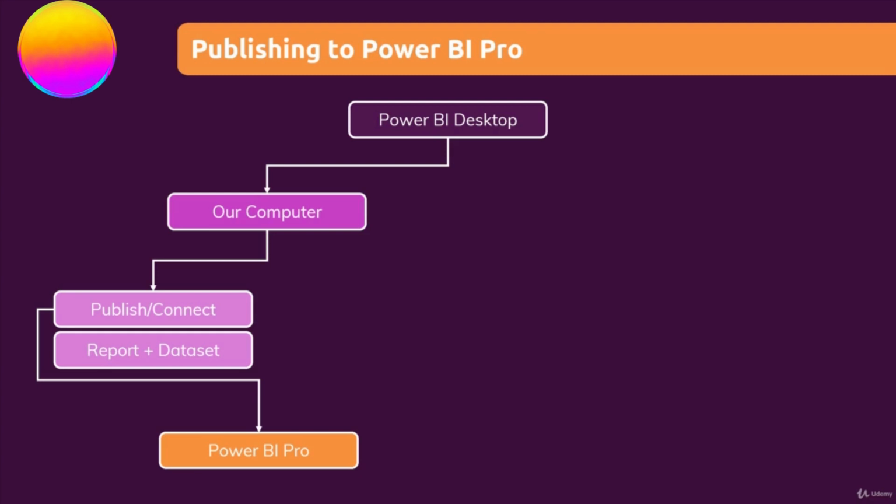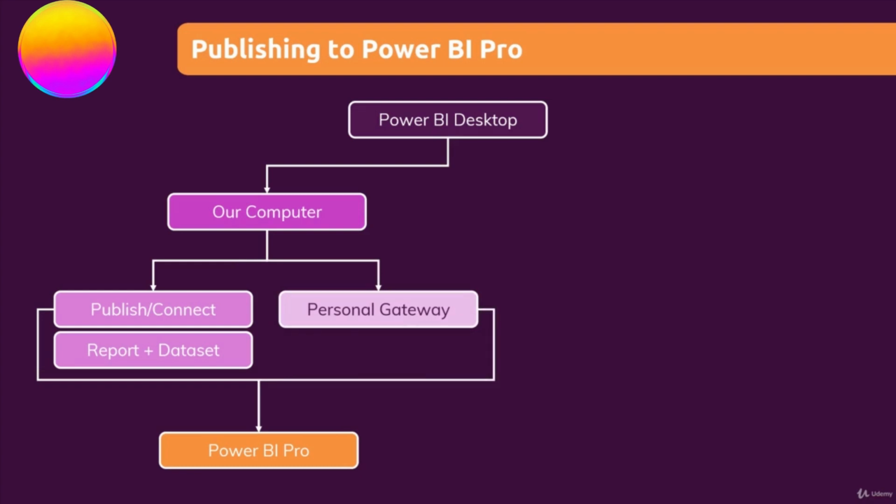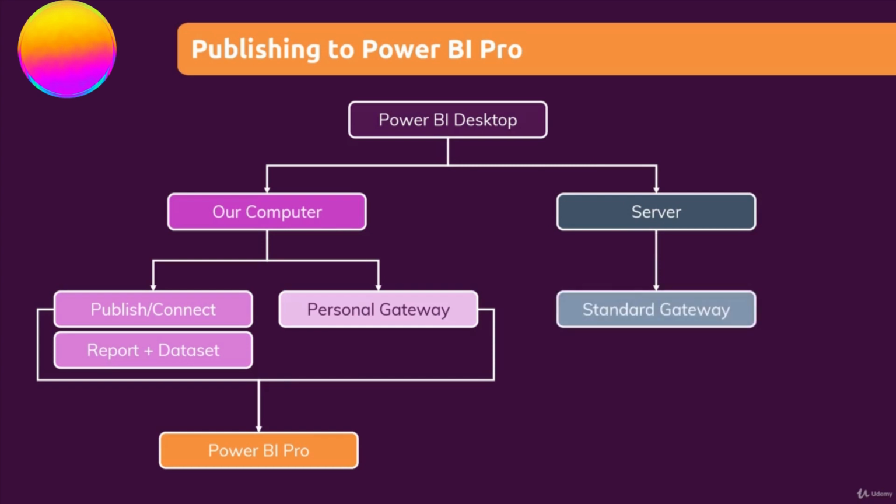And depending on where your current Power BI desktop file and the underlying source files are located, you either need a so-called personal gateway or a standard gateway. In our case, as the files are stored on our computer, we would take the personal gateway to basically refresh the information that we have on our machine in Power BI Pro. If you have a different scenario where your files are stored on a server, so not on your machine, then you would use this so-called standard or enterprise gateway to do the same thing to refresh the data.